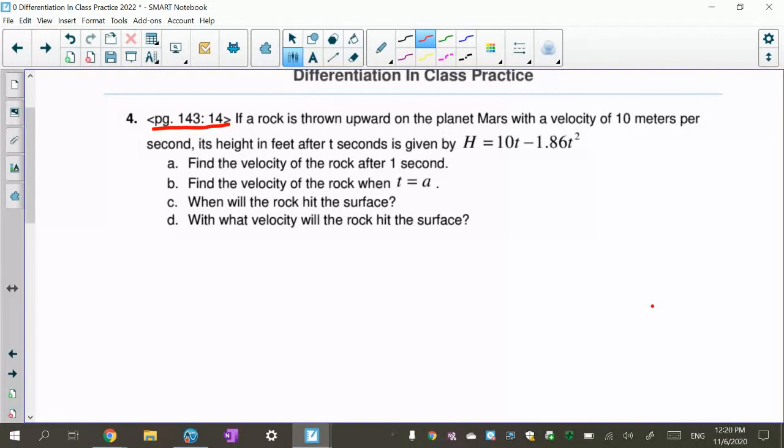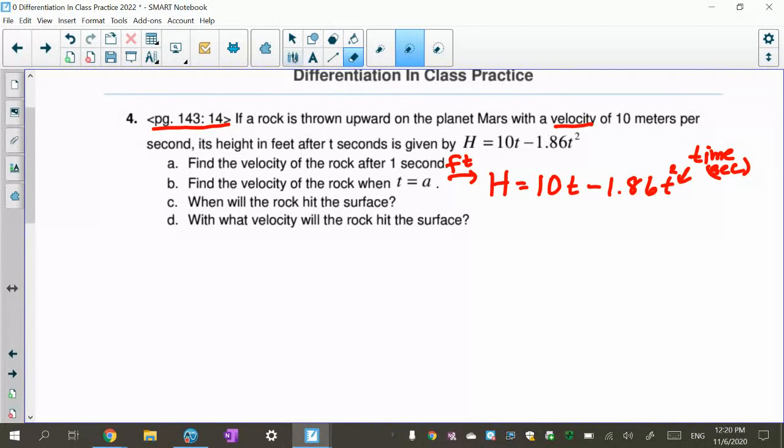First of all, I'm going to label this. This is time in seconds. Oh, this is t squared. Time in seconds, and the height in feet. And this is cool because it's on Mars. But I also want you to see this word velocity. Velocity is like speed, but with direction. So it's a rate, and notice the rate was meters per second. That's something I want you to notice.